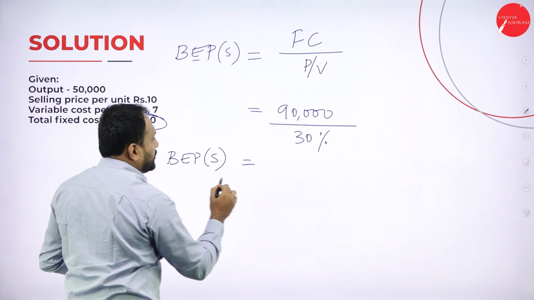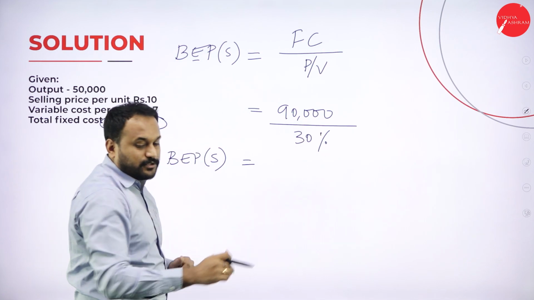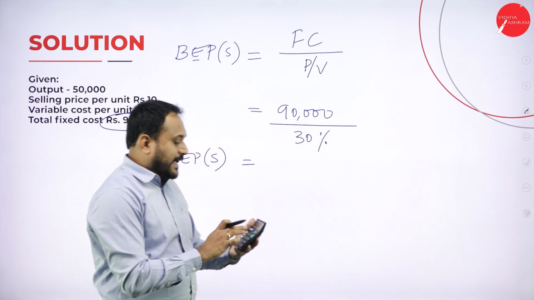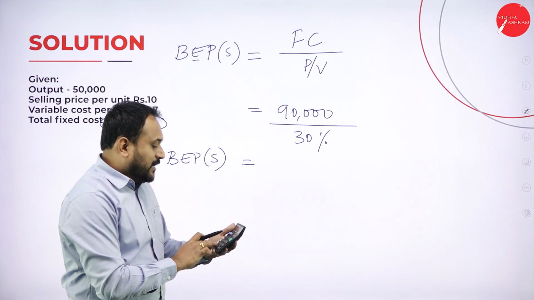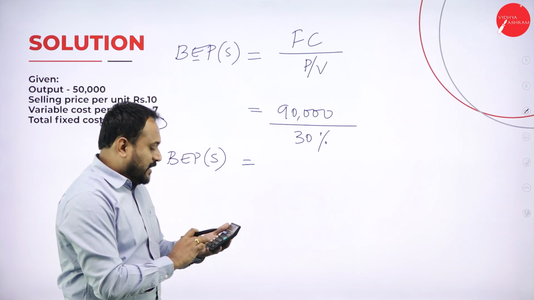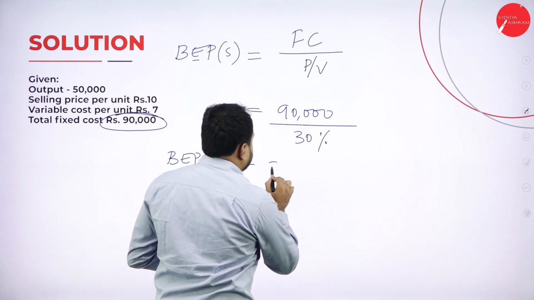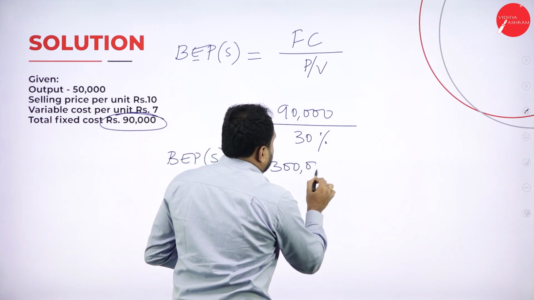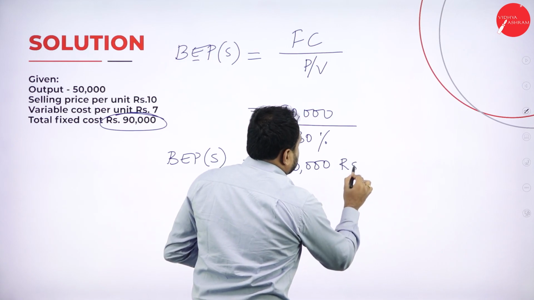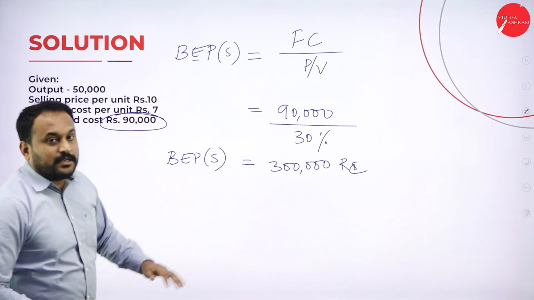Now BEP sales is equal to, whatever we are supposed to go with, that is 90,000. Take your calculator. Calculator is mandatory. 90,000 divided by 30%. I got 3 lakh. So here I'll write 3 lakh rupees. Now I'm done with my BEP.